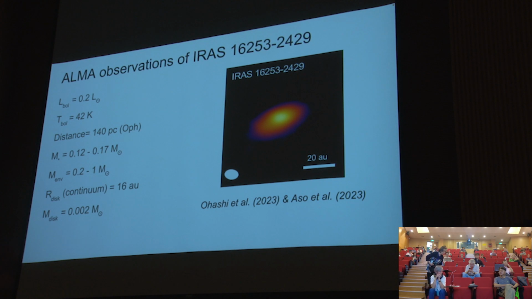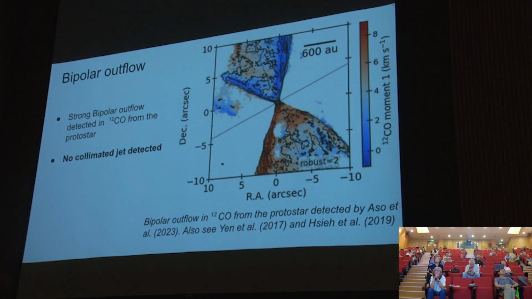So in order to study the bulk stellar composition of the Milky Way, and also the bulk of the host stars in the Milky Way, it's definitely important to study the early phases of such protostars, such as IRS 16253. The ALMA observations not only detected a tiny disk, but they also showed a beautiful bipolar outflow. This is from Aso et al., but it was also detected in Yen et al. and Hsieh et al. in 2019 and 2017 respectively.